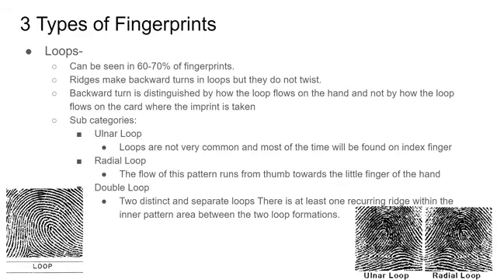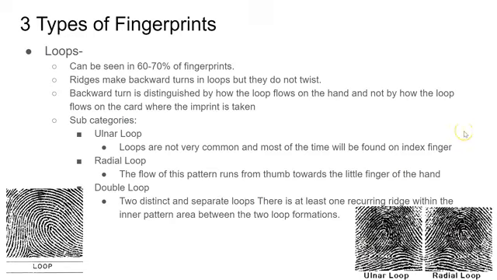So we have three subcategories of loops. The first one is an ulnar loop. These loops are not very common, and most of the time will only be found on the index finger. And there's an example of an ulnar loop right down here in the bottom right-hand corner of your screen. There are also radial loops. The flow of this pattern runs from thumb towards the little finger of the hand, and we have an example of that on the bottom right-hand of your screen as well. You'll notice that the ulnar and the radial loops are actually running in opposite directions, and that's one of the ways that you can tell them apart.